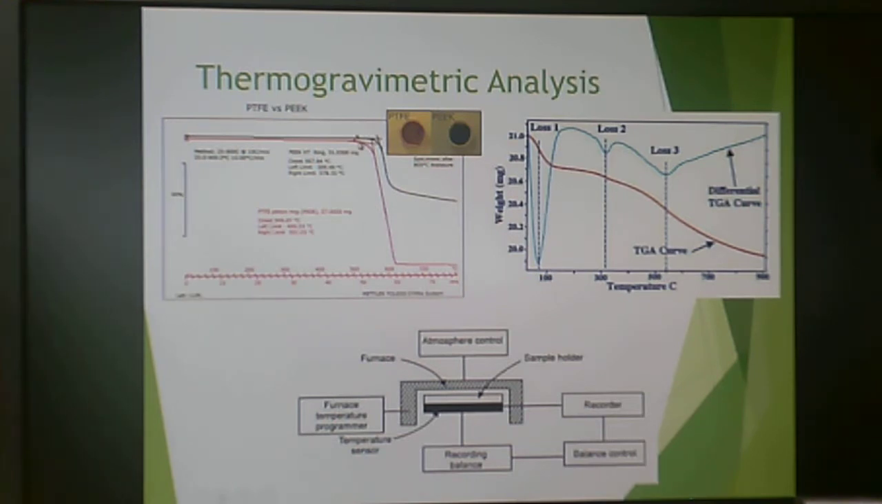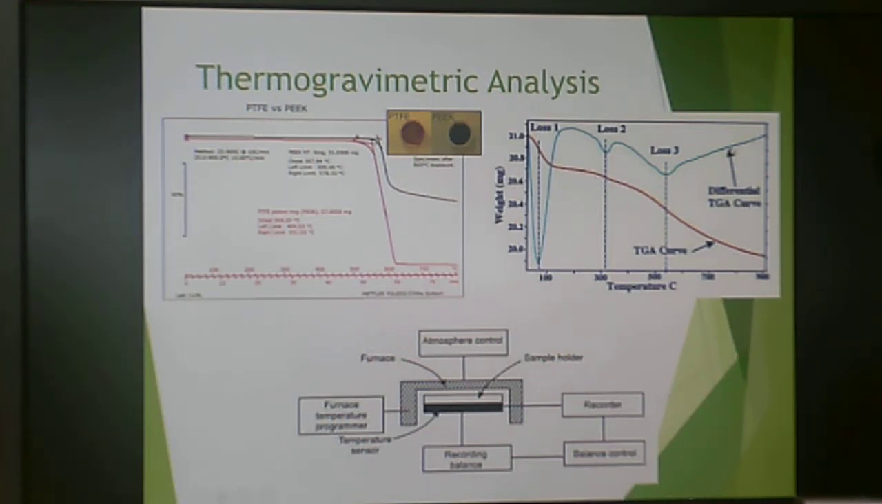So how do you determine your upper use temperature for something? You take this and you subtract, depends on how you're feeling, but anywhere from 10 to 15 degrees to determine your upper use temperature. This is another TGA curve, so you see your weight loss. It can go in multiple stages, so you see your weight loss here, your weight loss here, and your weight loss here in the red curve.